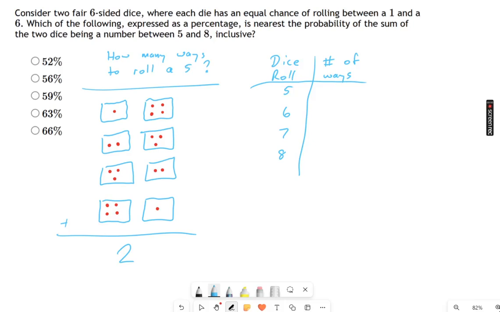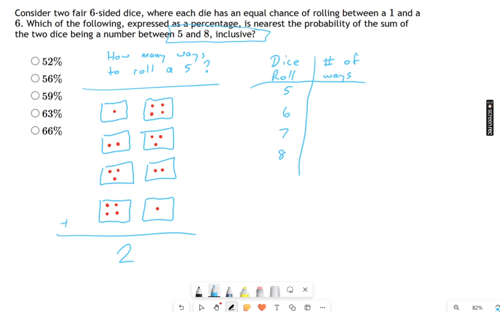This problem covers a little bit of probability theory, and we have two six-sided dice. Each die has six possible numbers. We assume that these are fair dice and that each number is just as likely as the others. And it asks, what are the chances, what's the probability of rolling something between a 5 and an 8?